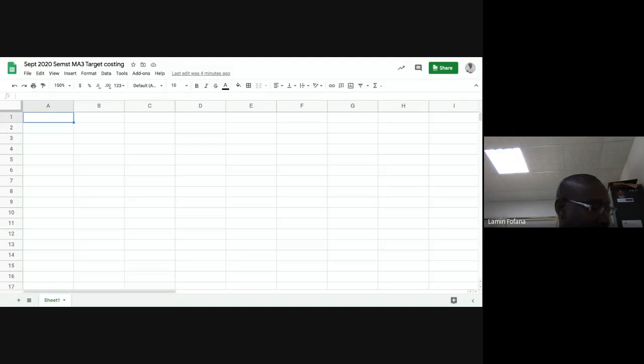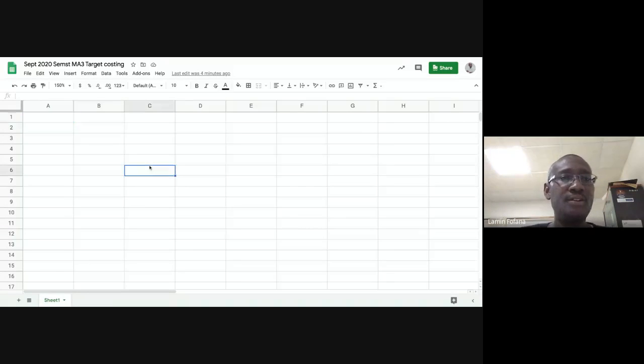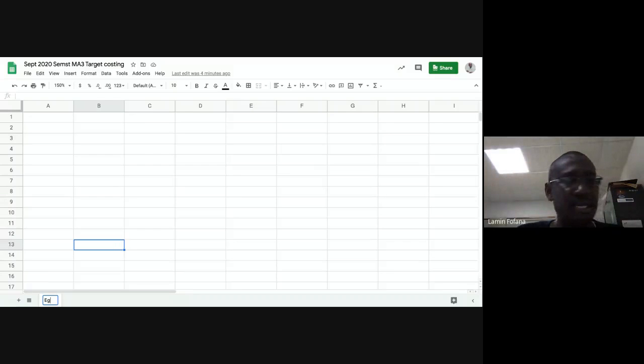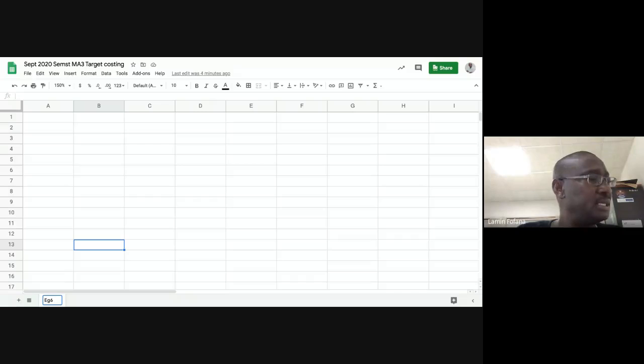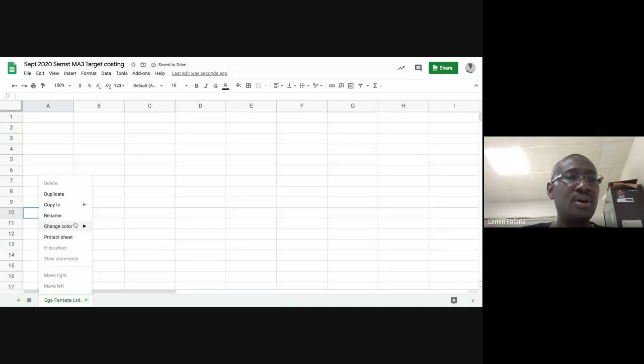Okay. So we're going to have a go at this. This is a small question. First is asking about our target cost. So when we want to calculate our target cost, what's the first thing that we look for? So I'll say, first, I will rename this sheet. To rename it, you double click on the sheet. Then I'll call it EG6. EG6 Fantata Limited. Okay. That's the name of the sheet, and I'm going to color it.